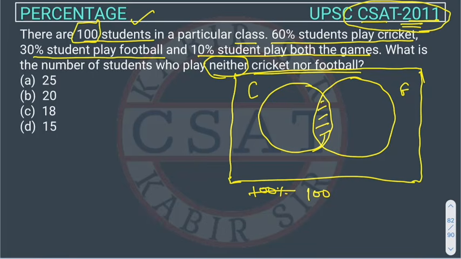So how many students are playing cricket? 60%. So 60% of 100 will be 60 only. Okay. And how many students are playing football? 30%. So 30% of 100 will be 30. Right. And 10% students play both. So this shaded area will be 10% of 100, so it will be 10, right? So I am writing it A, B or C.